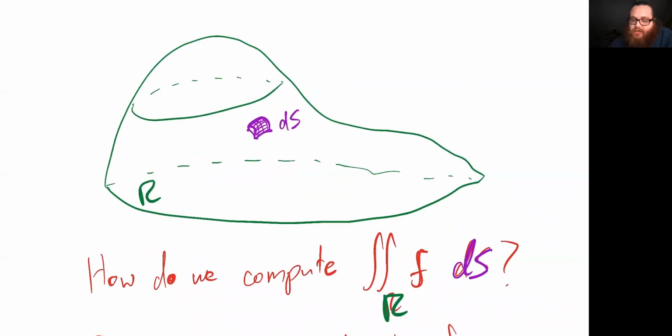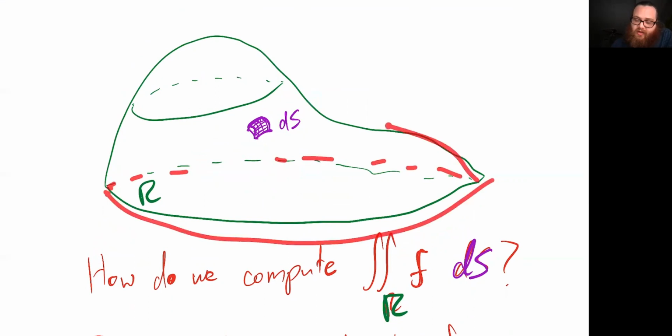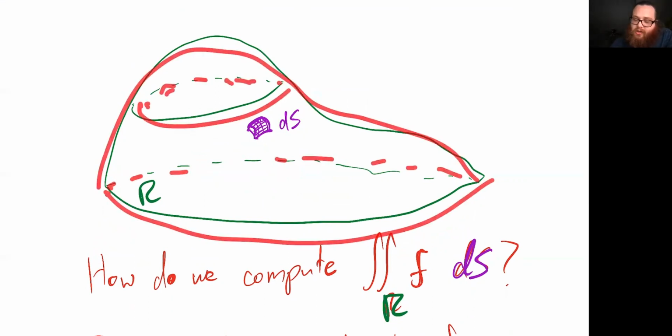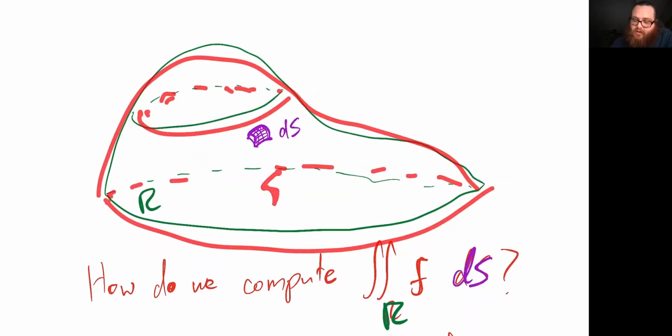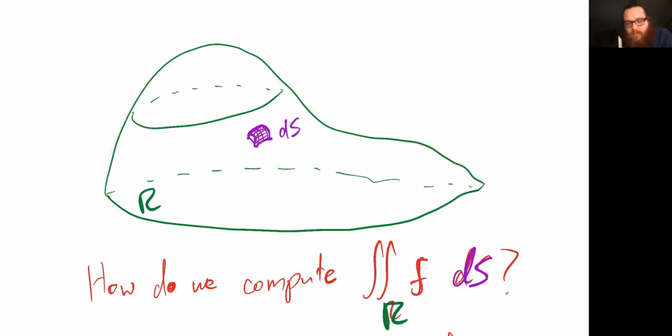So here's an illustration. R is going to be a surface like this. If we zoom in somewhere on the surface and look at a tiny little rectangle, the rectangle may look a little curved, but this is going to be kind of our starting point for all of this.